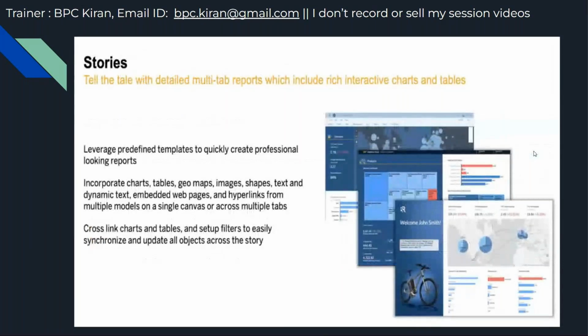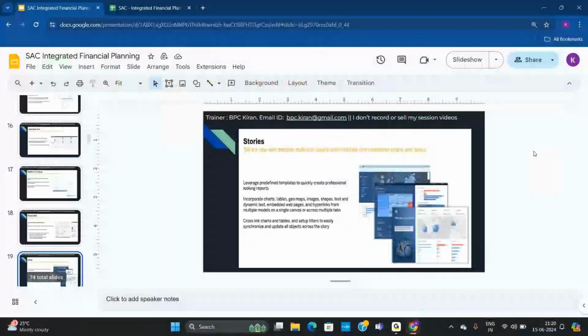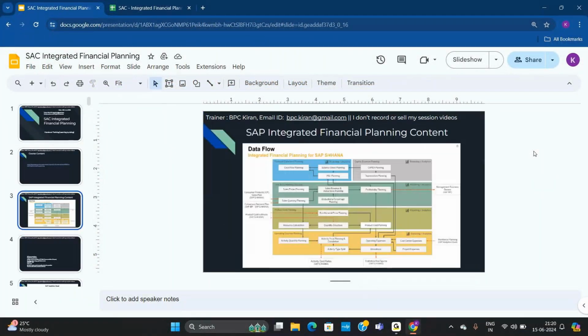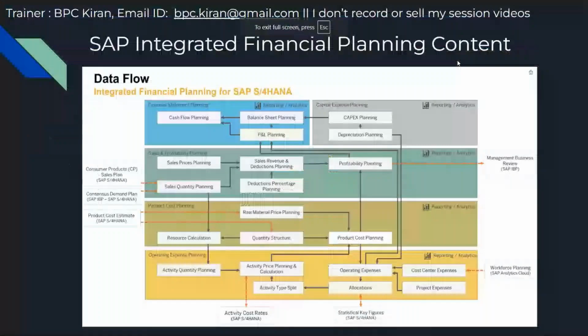And stories, as I said, multiple pages are part of one story. Each page can have tables, widgets, and all those. So we are going to understand the entire planning process. Also, once we understand all these product capabilities, we are going to understand integrated financial planning.